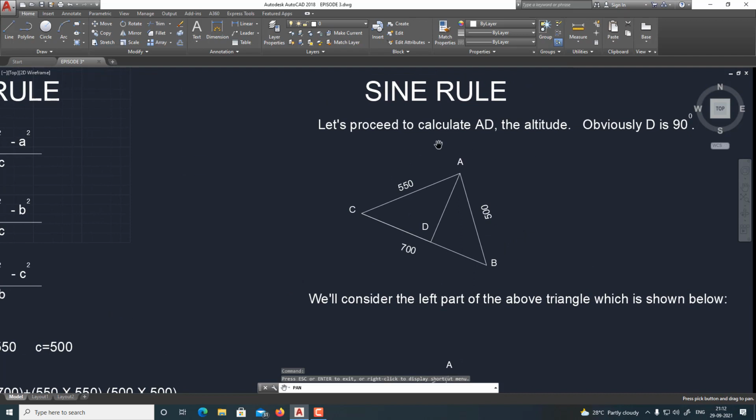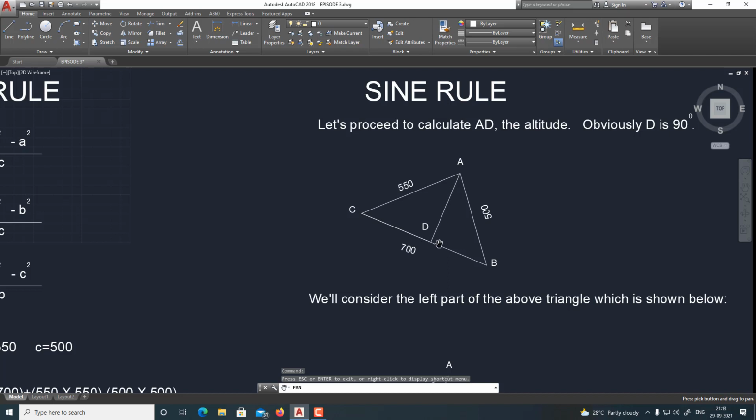Now let's proceed to calculate AD. This is vertical. This is the altitude. If we want to calculate the area of this triangle, we can use base and altitude and we can calculate the area. Or we can use these three sides and calculate the area by Heron's formula. Now we will calculate by both methods. First, we will calculate AD.